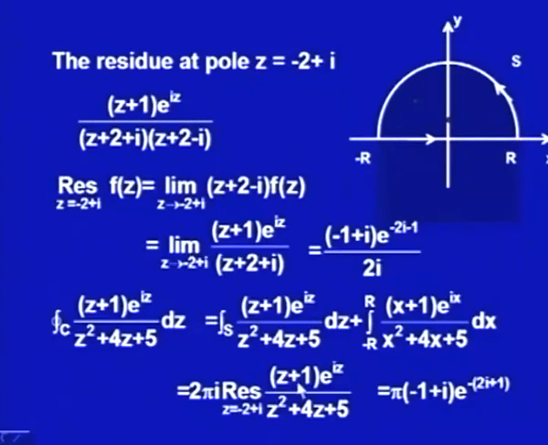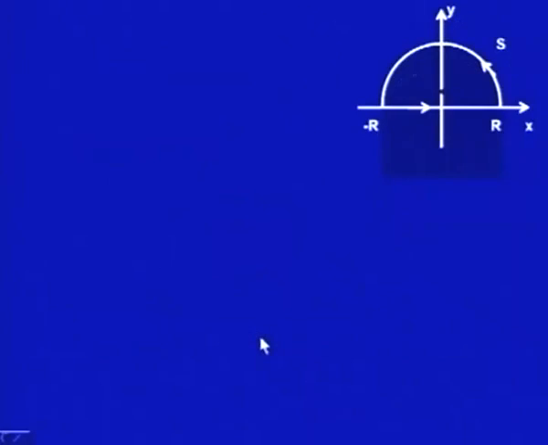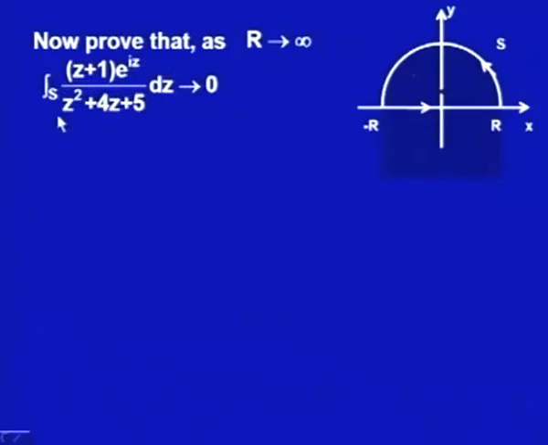Now, the thing remaining is that we have to take the limit as r approaches infinity, and show that the integral along the semicircle goes to 0. Then this would give the desired integral from minus infinity to plus infinity. So, let us try to show that the integral of the function f(z), that is (z + 1) e^(iz) upon z² + 4z + 5, along this semicircle S of radius r, approaches 0 as r approaches infinity.